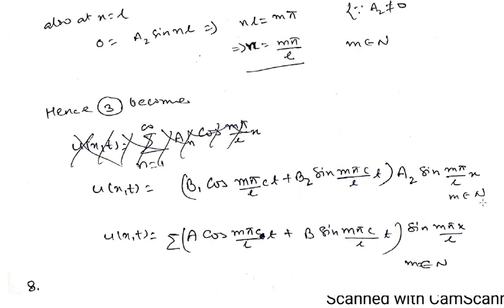Now here m belongs to N. For distinct values of m we have different solutions, so we write this solution in summation form, with m varying from 1 to infinity: u(x,t) = Σ (a cos(mπct/l) + b sin(mπct/l)) sin(mπx/l).